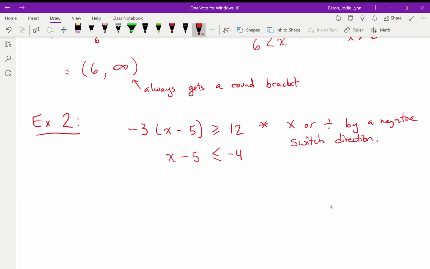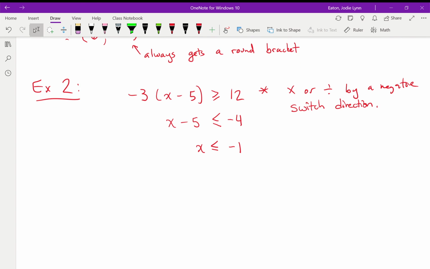So now we have x minus 5 is negative 4. And we get x is less than or equal to negative 1. Okay. And we can take that and represent it in interval notation. So if we're going down and we're not stopping, we're going to use negative infinity. It's not our end point. It's just a representation that we are going to continue going infinitely.